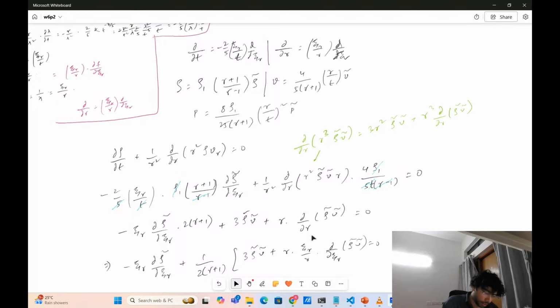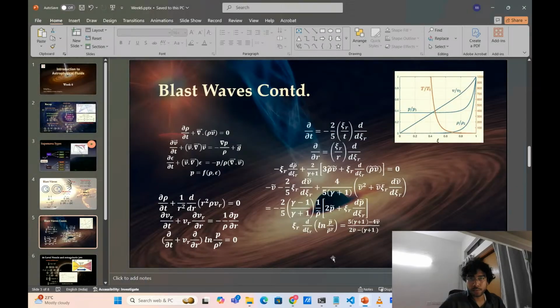So this r will cancel again over here. So this is just xi r del xi r of rho tilde v tilde, right? So this is equal to 0. This is the final equation. Okay? So also if you see from here, this is what we get: xi r del rho tilde del xi plus 2 by gamma plus 1, 3 rho tilde v tilde plus xi r del xi r of rho tilde v tilde equals 0. So that's exactly what we got from the continuity equation.